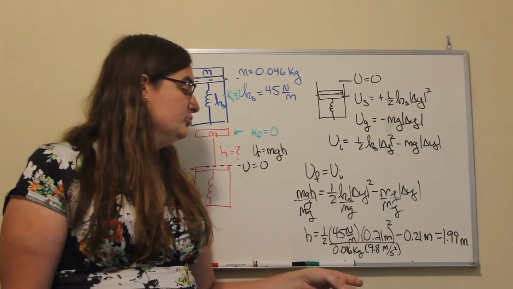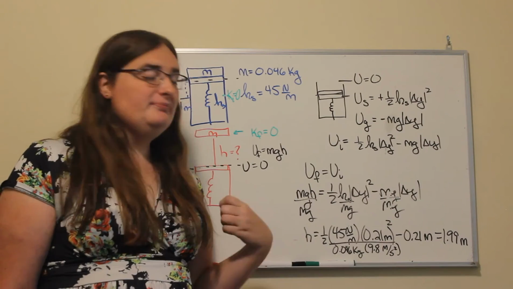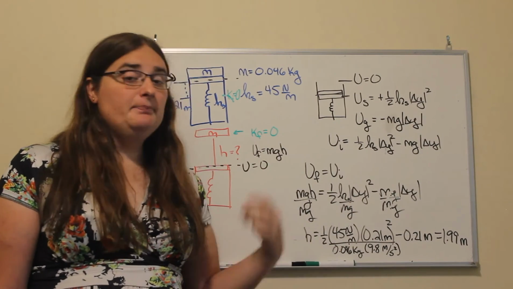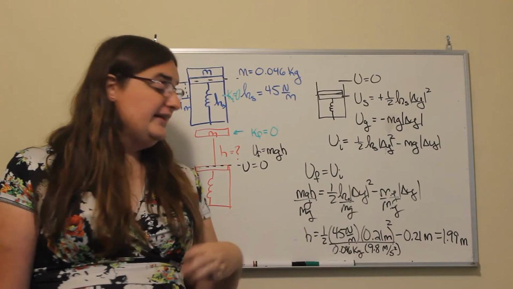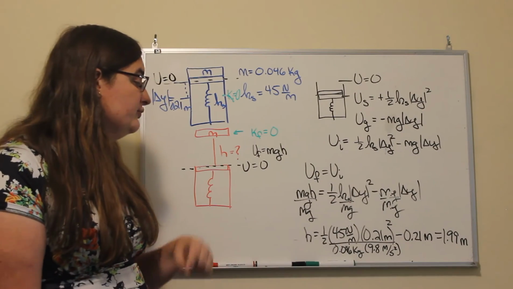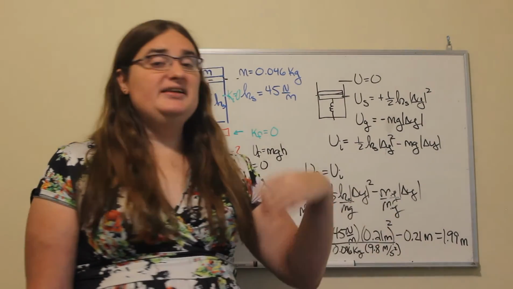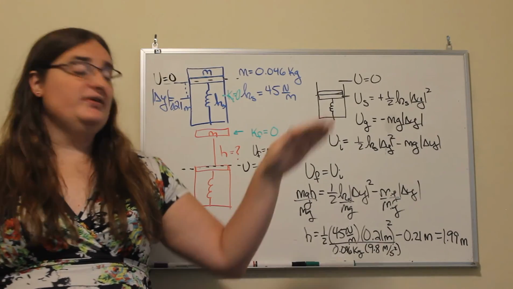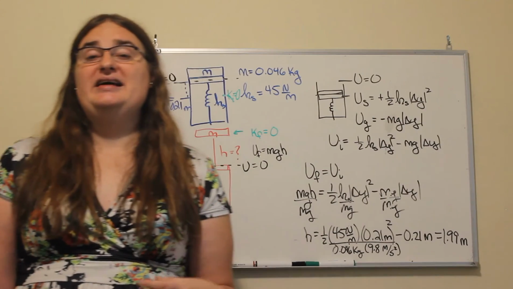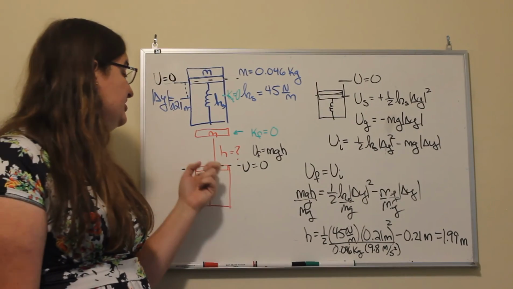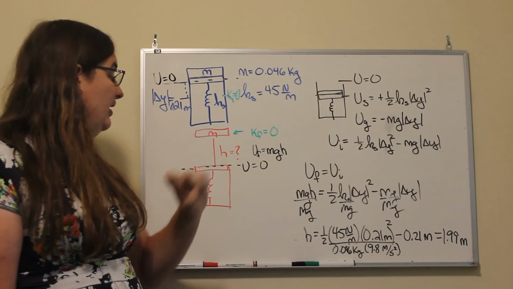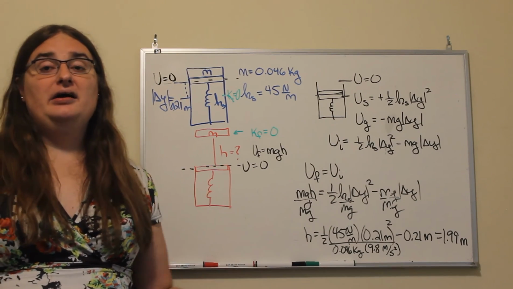So I have 45 newtons per meter times 0.21 meters squared. I divide it by 2. I divide it by 0.046 kilograms. I divide it by 9.8 meters per second squared. And that gives me a value of 2.2 meters minus the 0.21 meters that we've compressed. The spring gives us a distance of 1.99 meters. So to 2 significant digits, it would be 2 meters above the uncompressed length of the spring.